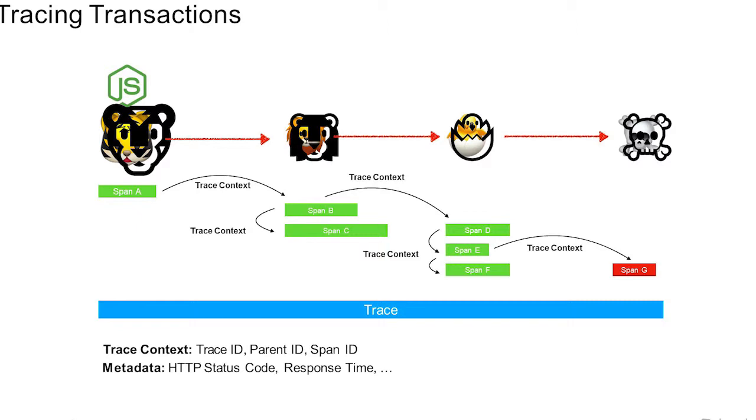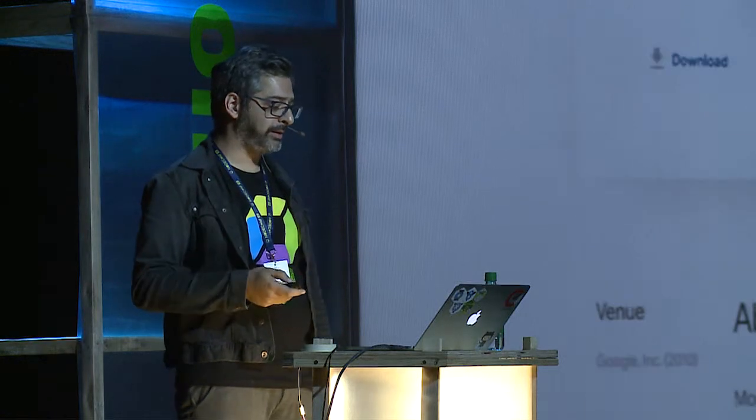So we need some way to propagate context, and we call that trace context. And you see that we have to propagate context over the wire, so on the network, but also within this application. And such a trace context could be a trace ID, a parent ID, and a span ID. And as you might see, this forms basically a tree. And of course, we can also collect some metadata from our process, like HTTP status codes, etc.